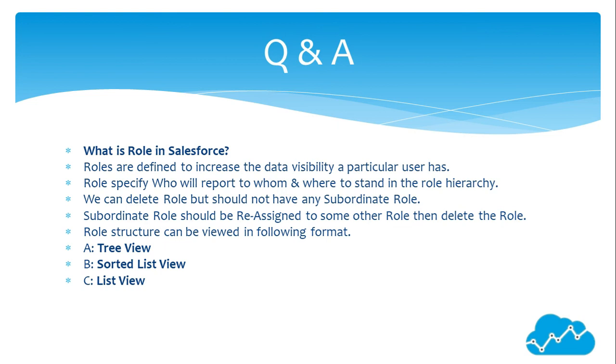Roles are defined to increase the data visibility a particular user has. A role specifies who will report to whom and where to stand in the role hierarchy. We can delete a role but it should not have any subordinate role. The subordinate role should be reassigned to some other role, then delete the role. Role structure can be viewed in the following formats: tree view, sorted list view, list view.